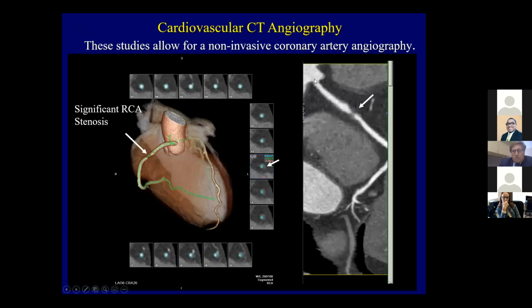So again, this is using the same techniques that I showed you previously. And as we come down through these serial slices, we can see that we come down to a significant stenosis of a coronary artery. Again, in this scenario, this is a significant stenosis without evidence of calcified plaque here.